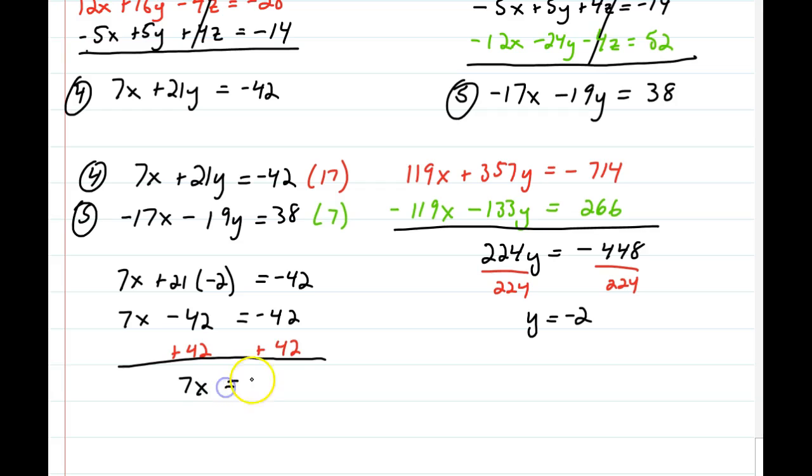And we get 7x equals 0. So what number times 7 equals 0? Or divide both sides by 7. So x has to equal 0.